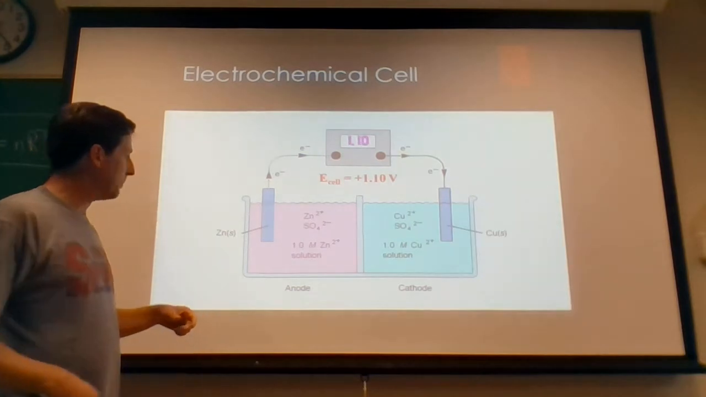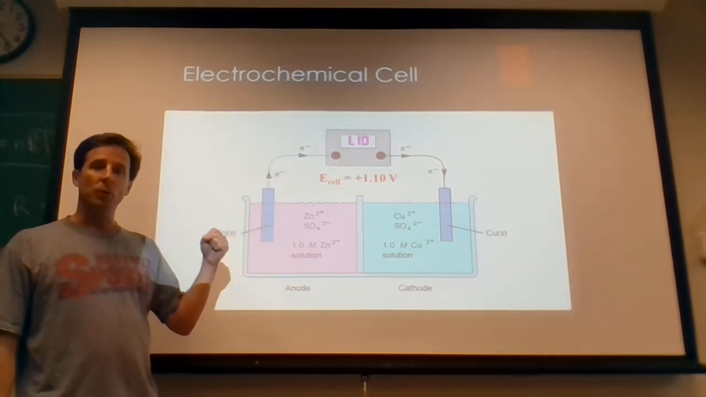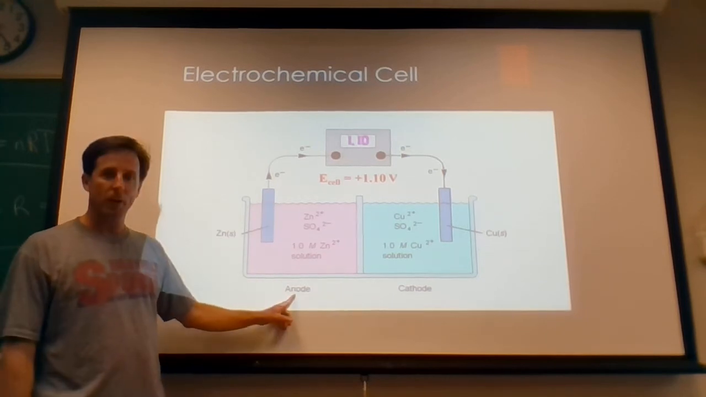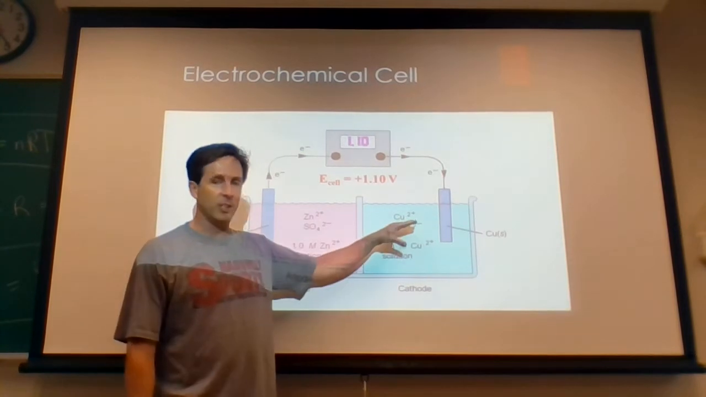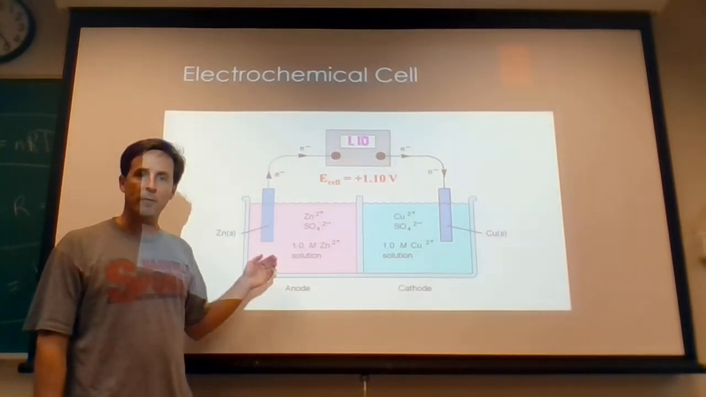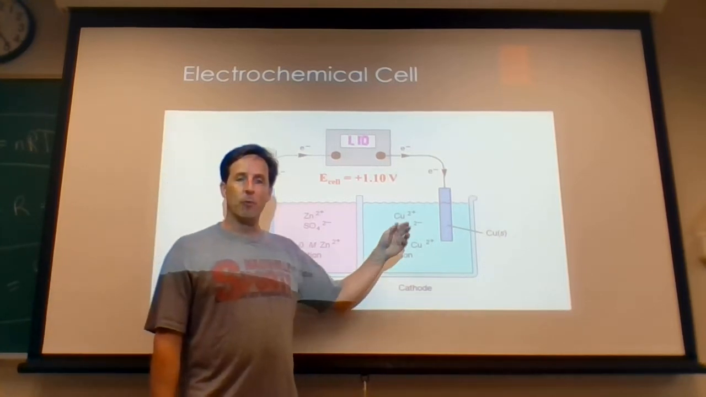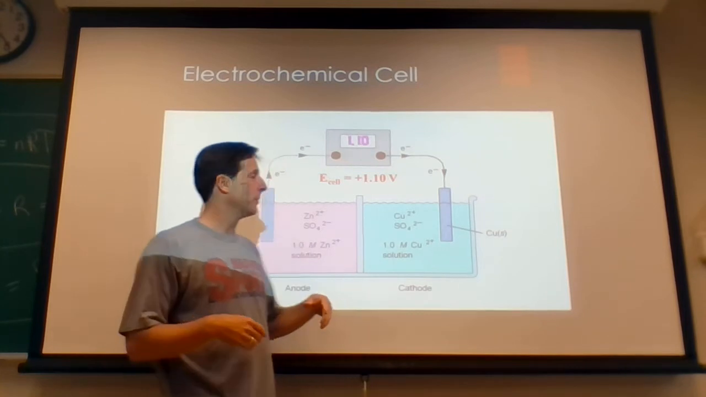So when that happens, the zinc being oxidized, the side that is losing electrons, we call that the anode. Just remember, oxidation is the anode. And then the reduction is going to happen in the cathode. So oxidation, anode, they both start with vowels. Reduction, cathode, they both start with consonants. That's a trick to remember them.